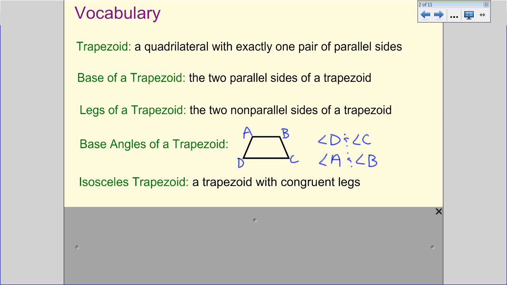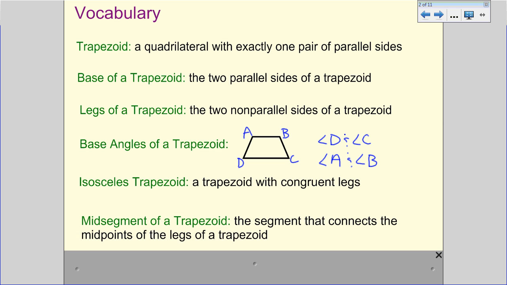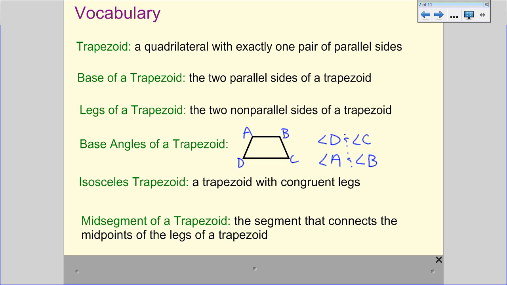An isosceles trapezoid is a trapezoid with congruent legs. And then the mid-segment of a trapezoid is just the segment that connects the midpoints of the legs. We're going to take a look at those things a little bit later on. Like I said, I would pause here because there's quite a bit of writing to do, and these are all important vocabulary words to have.